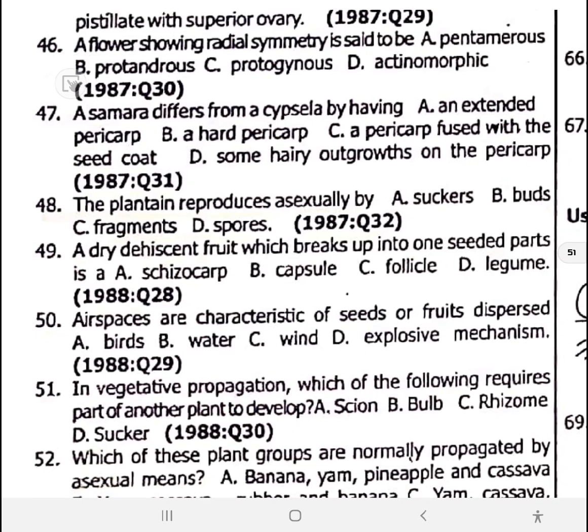So let's touch 46. A flower showing radial symmetry is said to be actinomorphic. We've touched this in the previous video. Actinomorphic flowers are radially symmetrical.